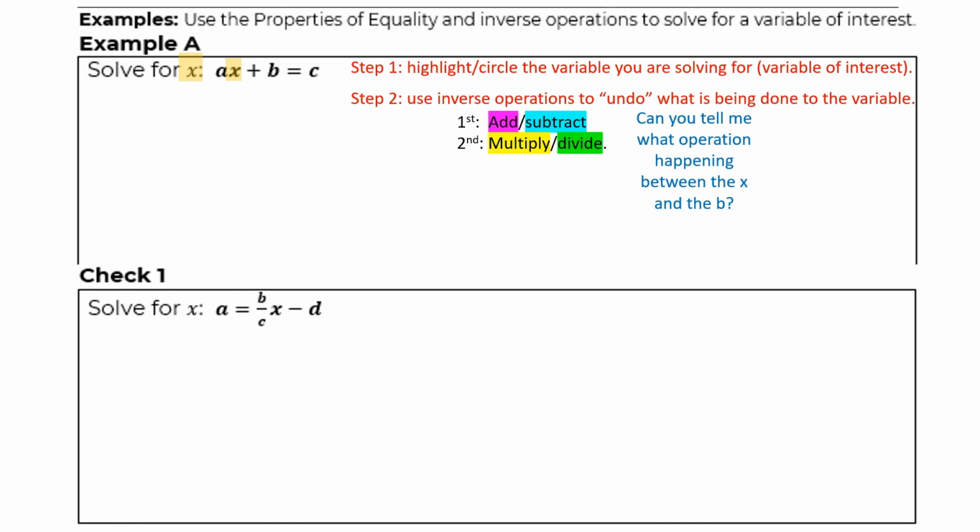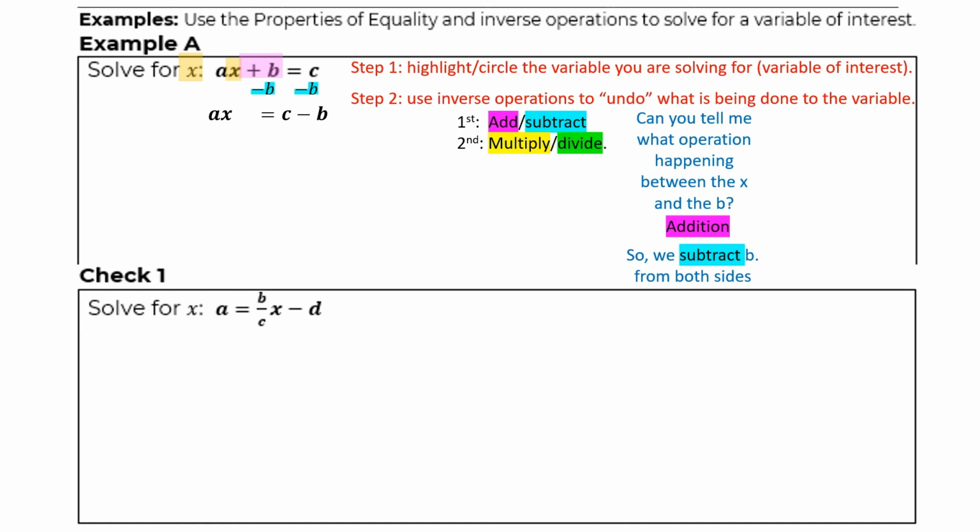Now, can you tell me what operation is happening between the x and the b? Well, that shows me addition. That's why that plus sign is there. So what is the opposite or inverse of addition? Subtraction. So we're going to subtract b from both sides. And we get a times x is equal to c minus b.